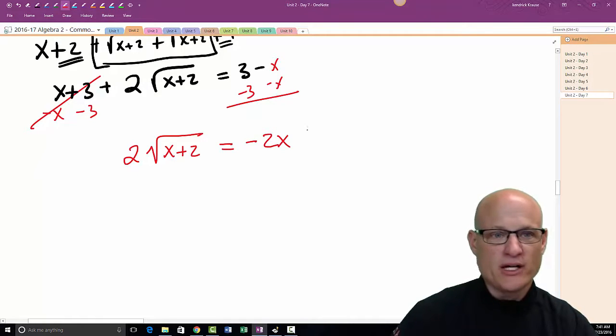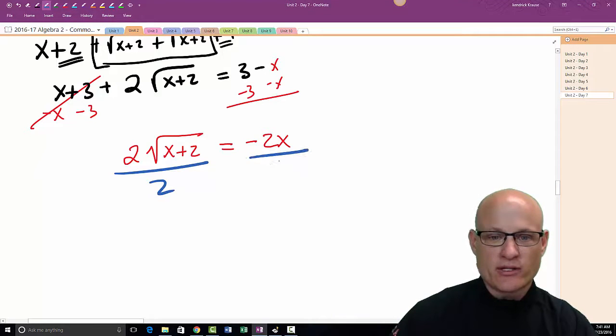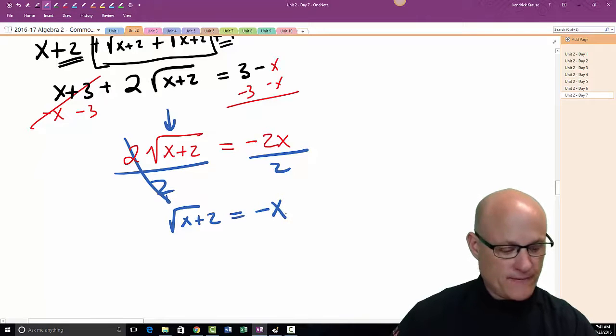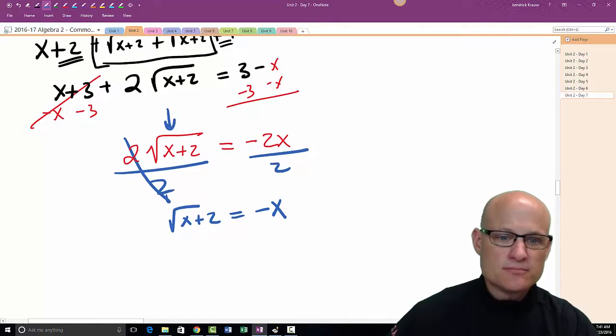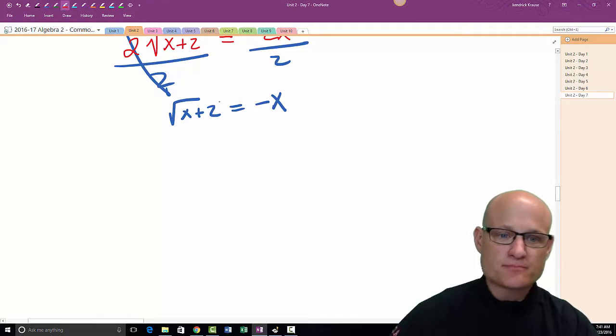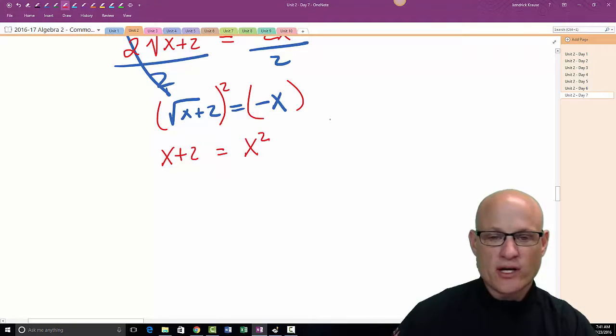Woo! Almost done, kids. We're going to divide by 2 because you have to isolate the weird thing. You still have to get this thing alone. So now I end up with the square root of x plus 2 equals negative x. Now we square both sides. Square this side, square this side. And I get x plus 2 equals x squared.